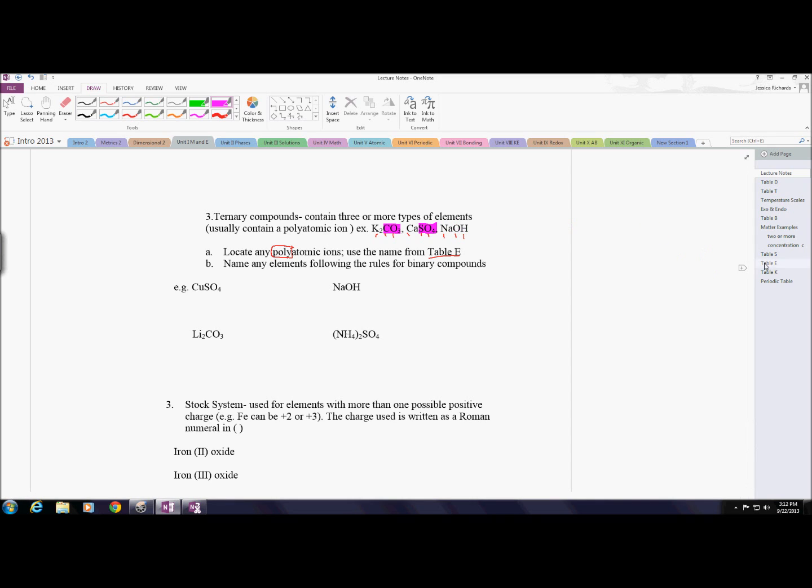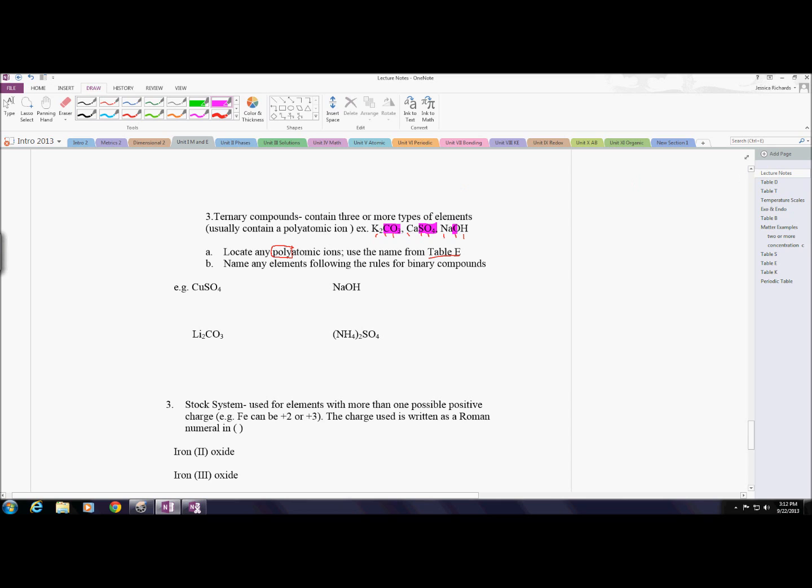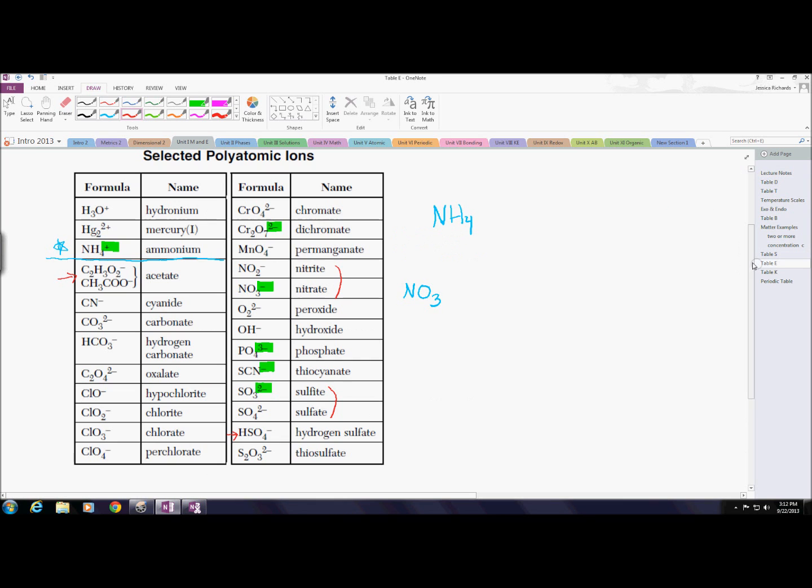NaOH, again, I go to table E. I don't see anything that's Na, and then I find this OH over here. And so the OH is my polyatomic ion. Remember, most of your polyatomic ions are negatives, so typically you're going to find the polyatomic ion in the second part of the name. Wherever you find a polyatomic ion, you use the name from table E. So this ending is going to be called carbonate. This ending will be sulfate. This ending will be hydroxide, because those are the names that we found on table E. Hydroxide, sulfate, and carbonate.